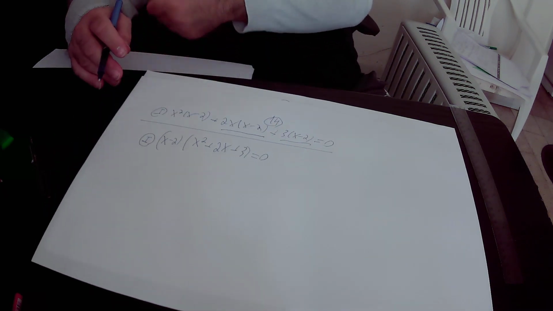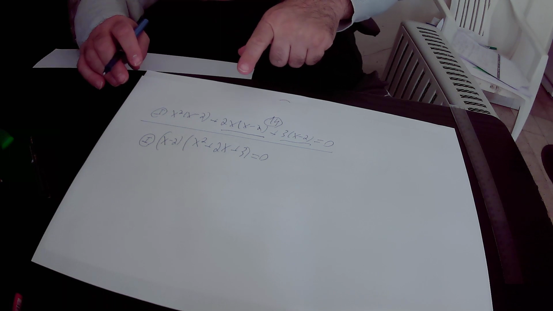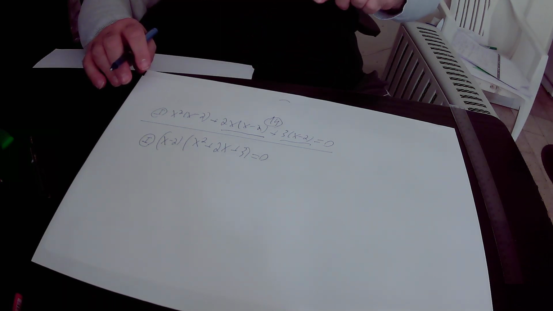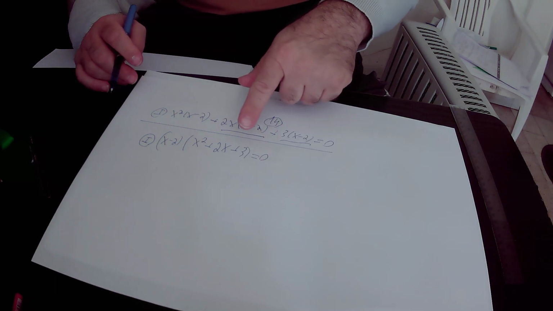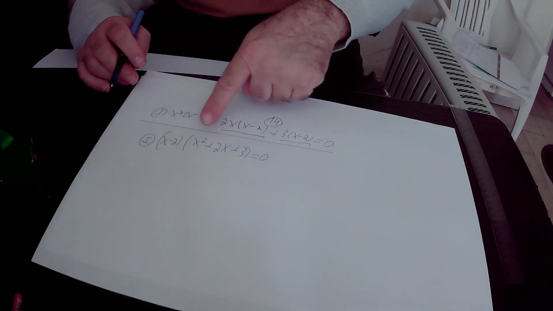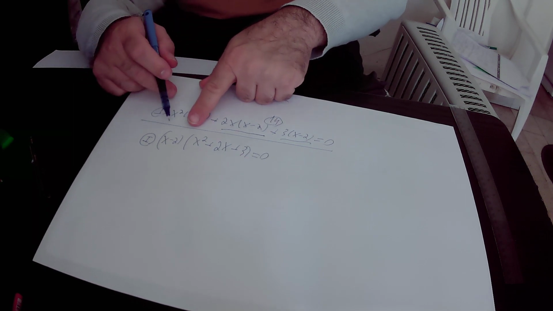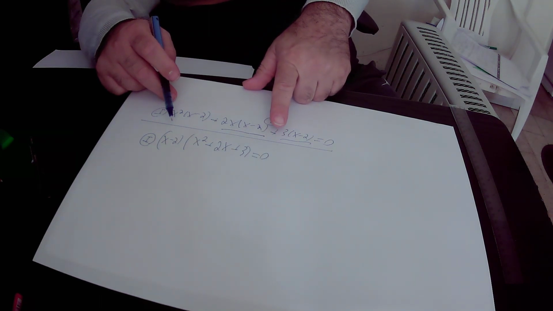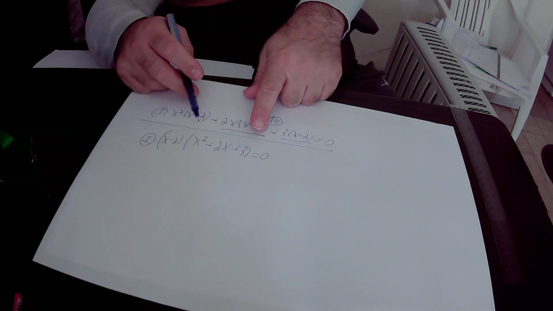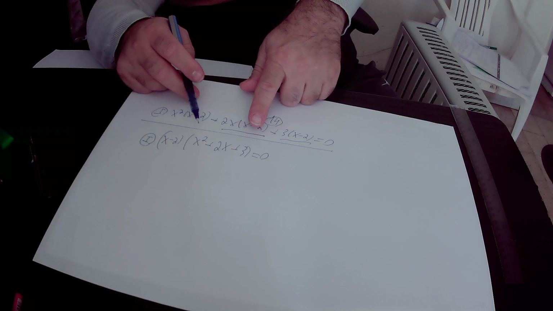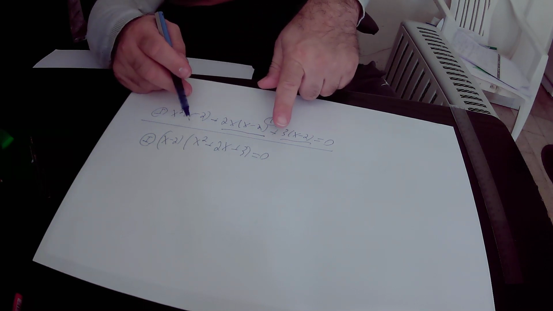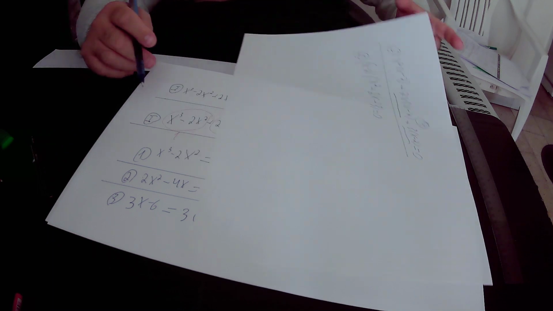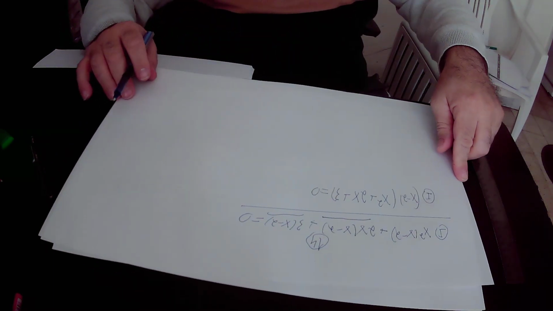So in total we got x minus 2 times x squared plus 2x plus 3 equals 0. So here we will have two possible solutions for this equation number 1. Either x minus 2 equals 0, then 0 times anything will be equal to 0, or the second option is that x squared plus 2x plus 3 equals 0, and then 0 times anything will be equal to 0. So we write down the two possible solutions to this equation number 1.